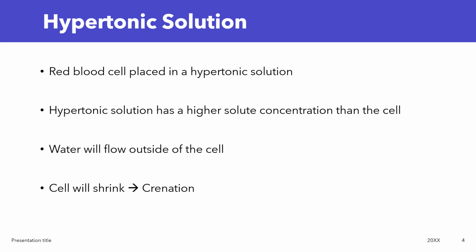Now, let's look at hypertonic solution. In a hypertonic solution, the opposite will happen. A hypertonic solution has a higher solute concentration than the cell. So then what will happen if we place a red blood cell in a hypertonic solution? Where will water flow? Water will flow outside of the cell. Can everybody see how that happens? The solution has a higher solute concentration, so water will flow outside of the cell into the solution.